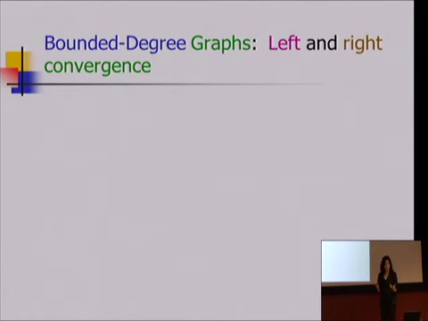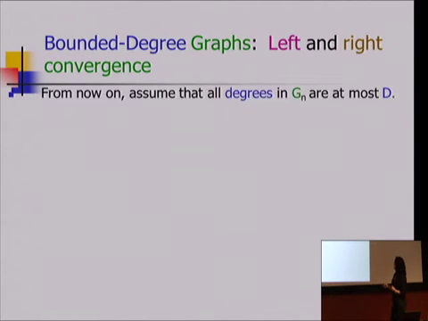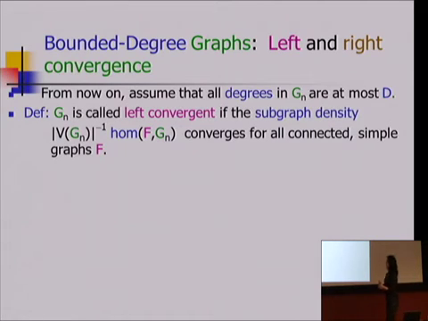What do we do for sparse graphs, for bounded degree graphs to start with, okay? So what I'm going to assume is that all of the sites in G_N have at most D neighbors, okay? So bounded degree, uniformly bounded degree in N. And in very much the same way as we did in the dense case, we're going to say that, okay, here the right normalization for the subgraph density is to divide through by the number of sites in the big graph G, okay, so V of G. So I'm going to take the subgraph density, and if that converges for all simple connected graphs, edges, triangles, four cycles, Petersen graphs, and so on, then I'm going to say that it's left convergent. So that's a very similar notion. That's pretty much the same notion that we just had in the dense case.